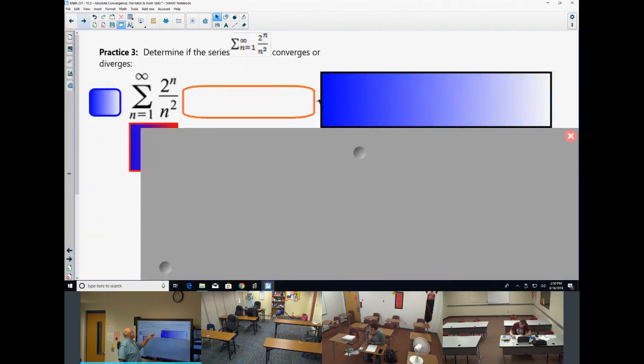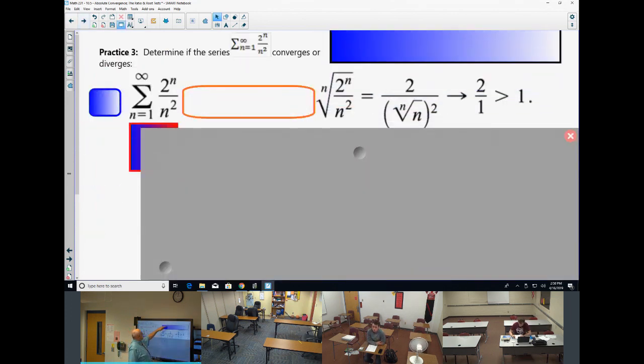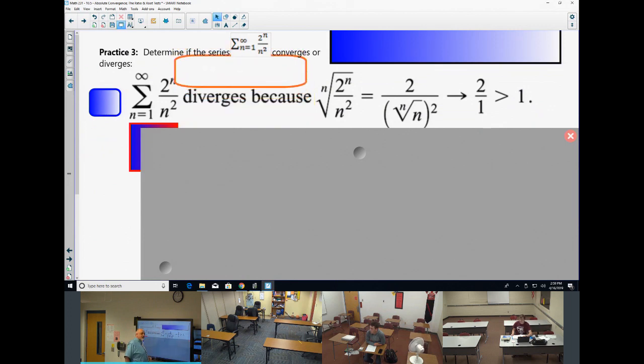So the nth root of 2 to the n is 2. The nth root of n is 1, and then 1 squared is 1. So you get 2. 2 is greater than 1, so therefore the series diverges. Okay?